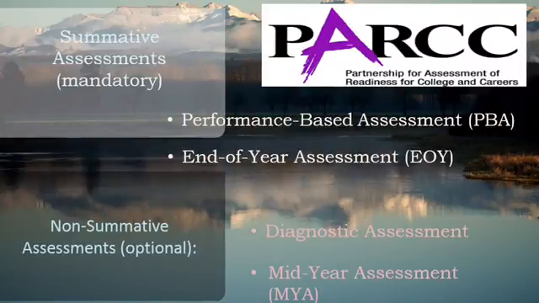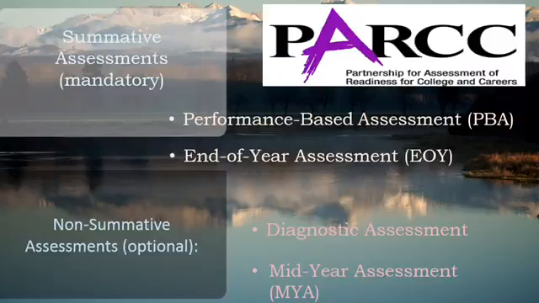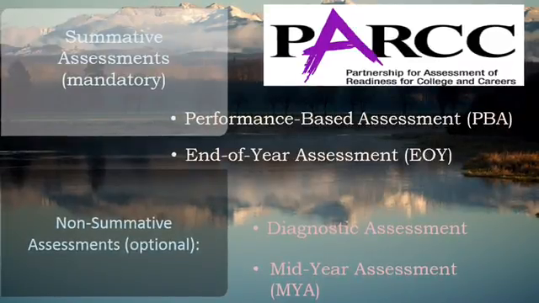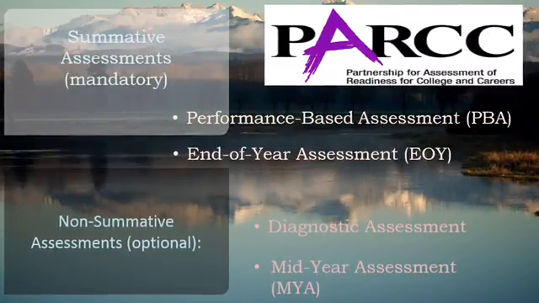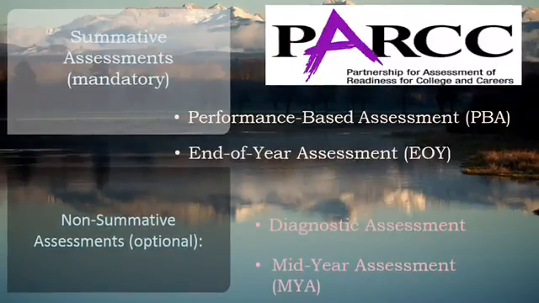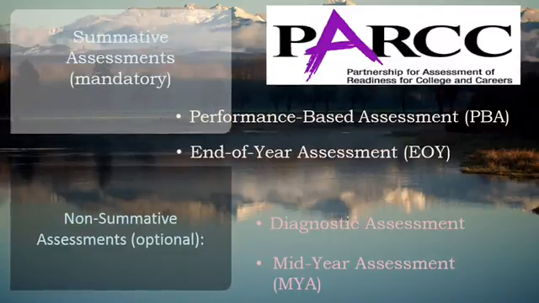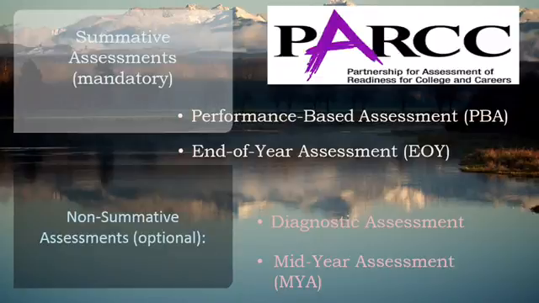The end-of-year assessment, EOY again, is intended to be administered roughly 90% into the school year. The key function of this summative assessment is to identify students' reading comprehension levels in ELA and conceptual understanding in math. Going on to the non-summative assessments, it again has two major categories.